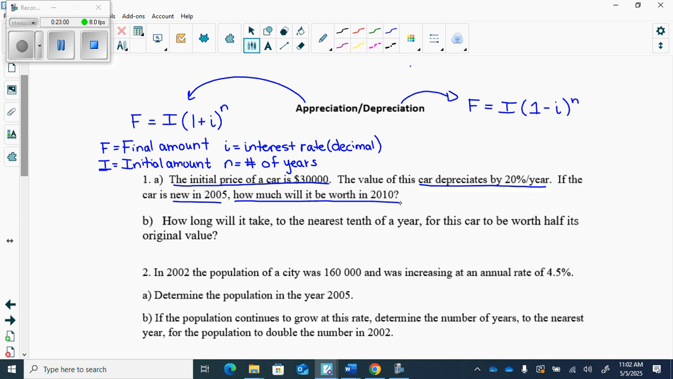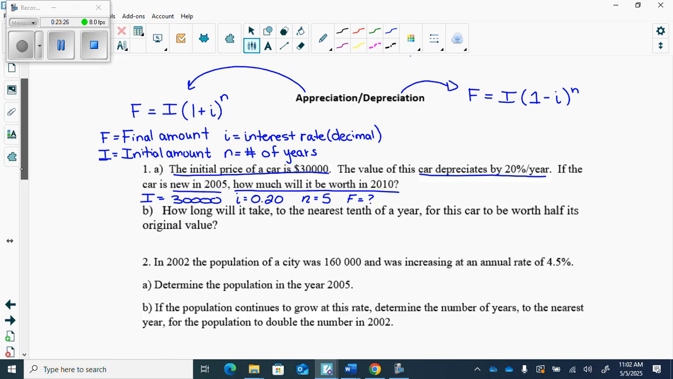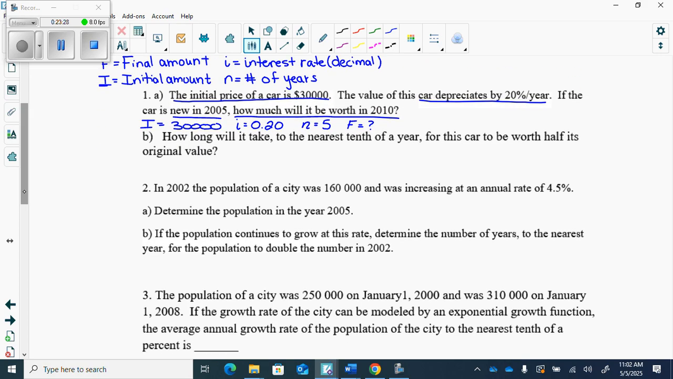What did they give me? They gave me the initial amount. I is 0.20. N is 5. And they're making me find the final, correct? So we write that up here and then we'll do the math below.